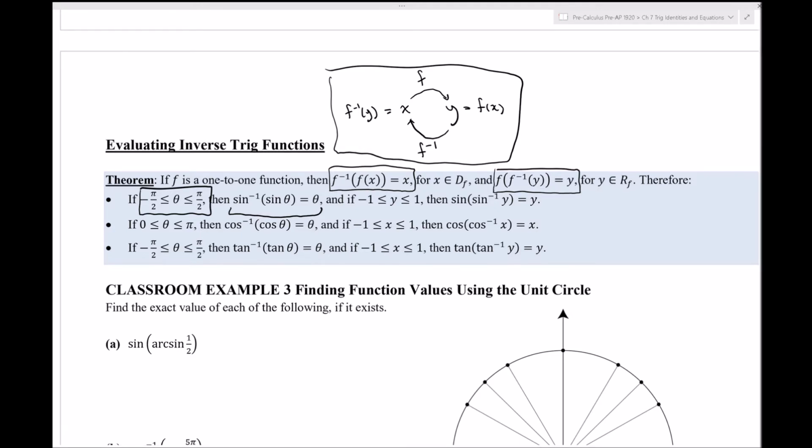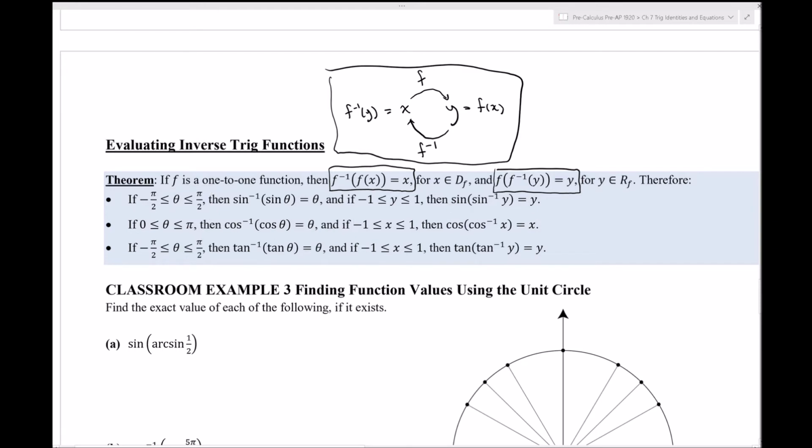Also true if I do it in this order. Sine inverse, sine of sine inverse of the y-coordinate will give me the y-coordinate as long as we're plugging in a number between -1 and 1 for the y-coordinate. So we have to follow, of course, the domain and the range properly in order for that to work out.